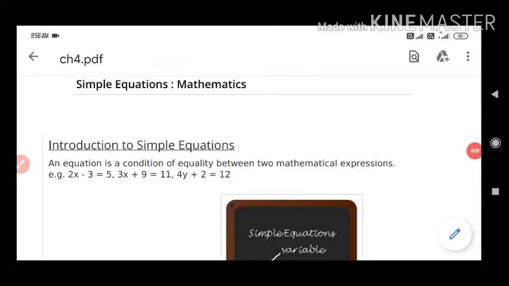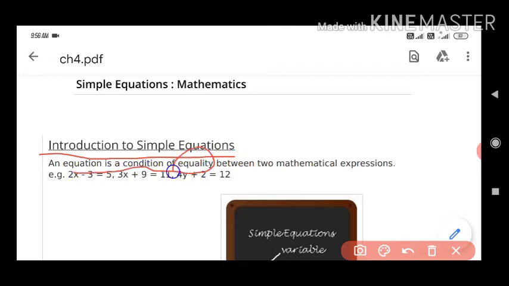So today in this video I will cover class 7 maths chapter number 4, simple equation. So the chapter name is simple equation. First I will introduce simple equation. Introduction to simple equation. An equation is a condition of equality.